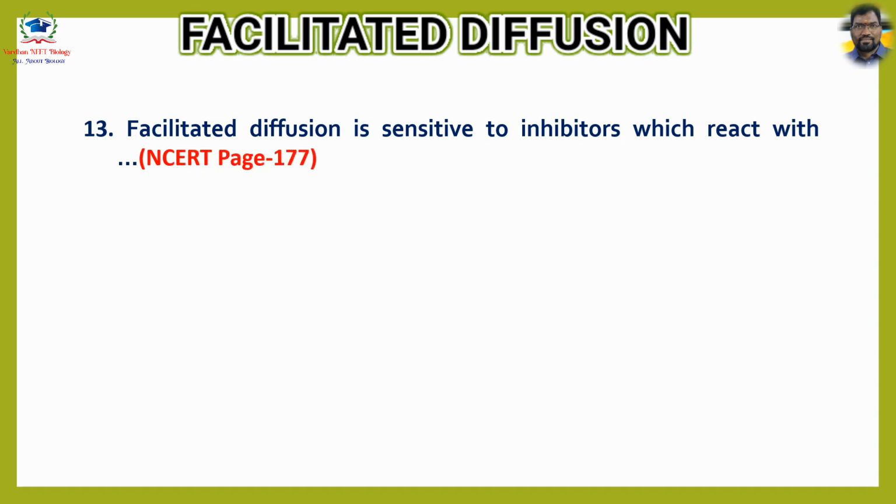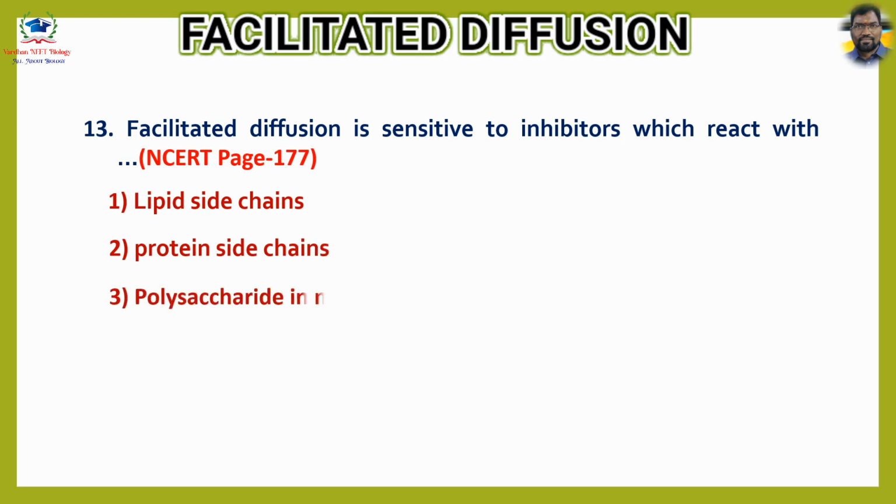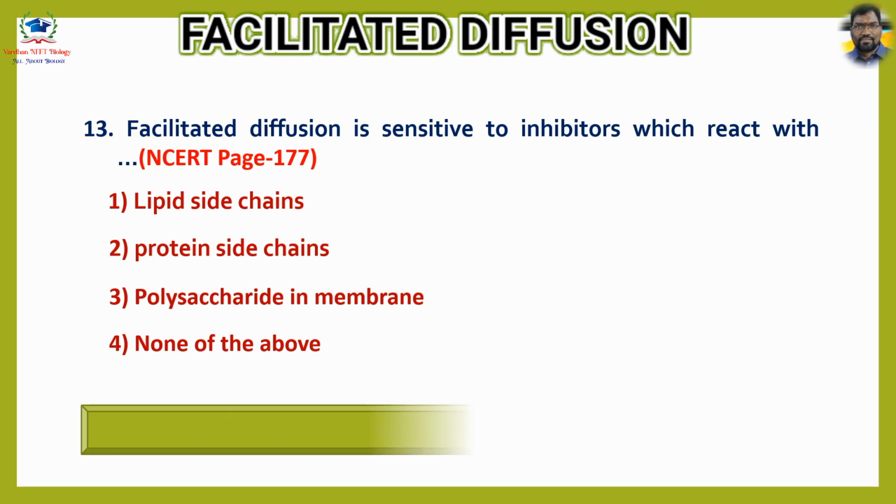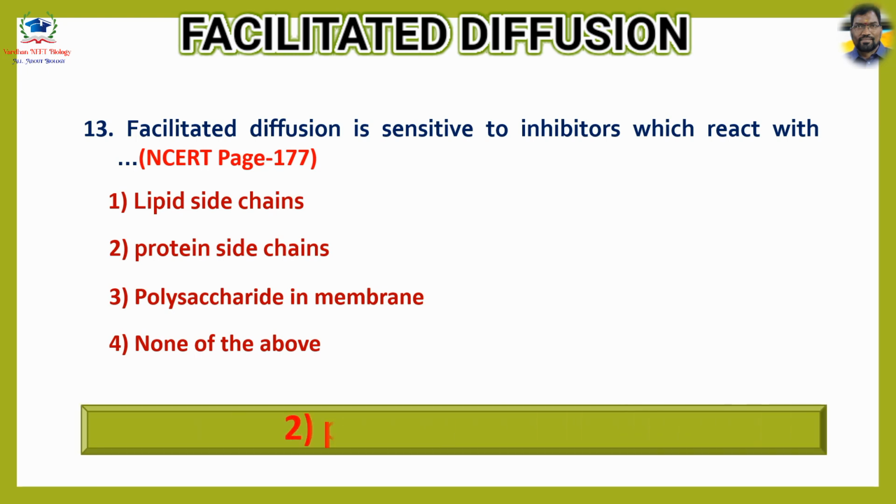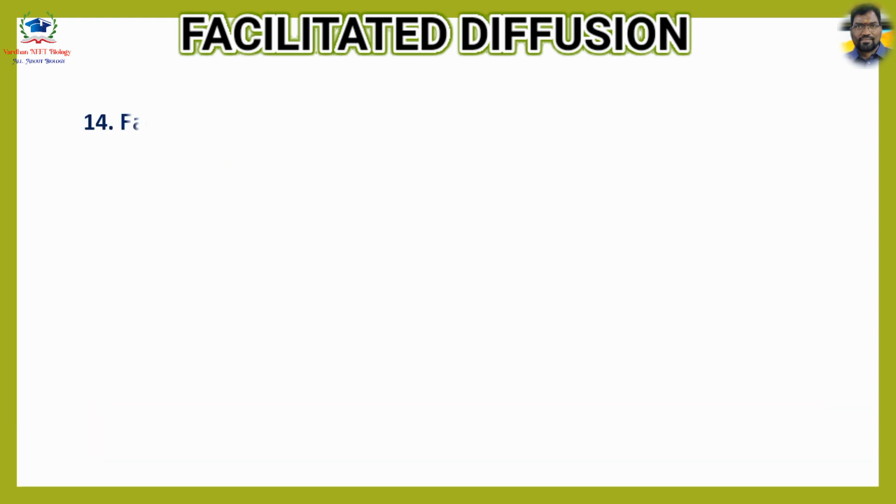Question number 13. Facilitated diffusion is sensitive to inhibitors which react with. Options are 1. Lipid side chains, 2. Protein side chains, 3. Polysaccharide in membrane, 4. None of the above. The answer is option 2. Protein side chains.